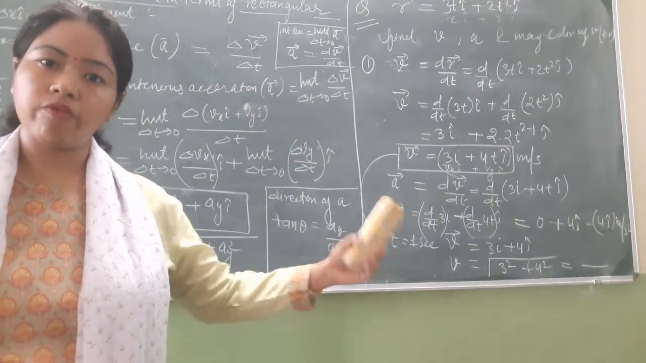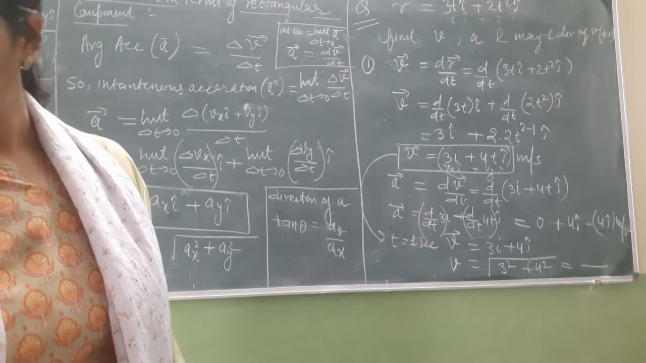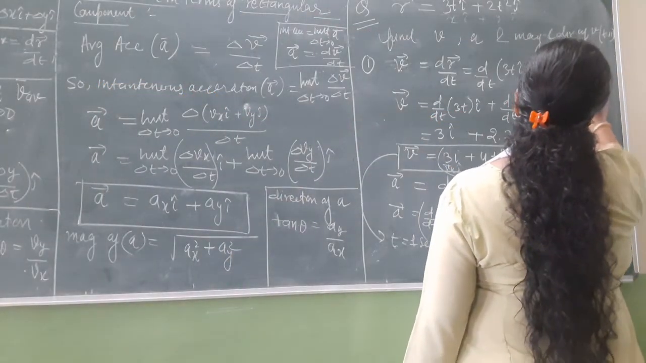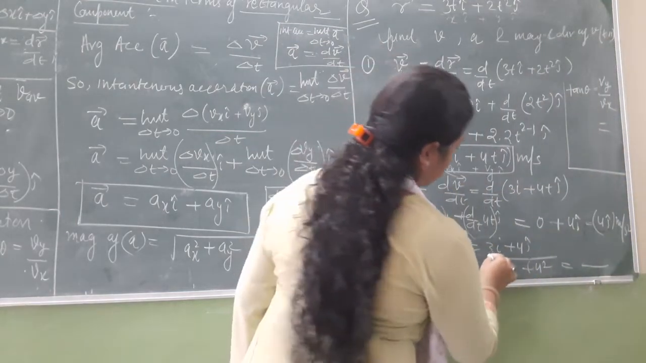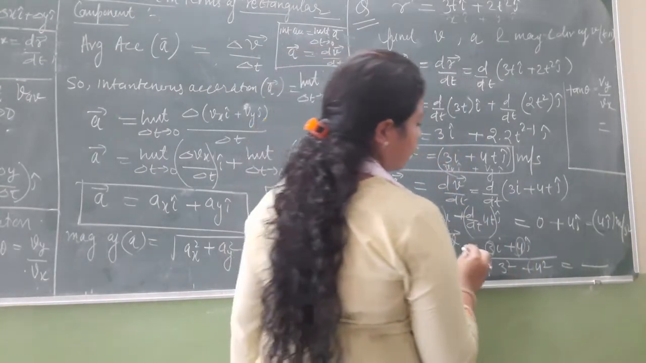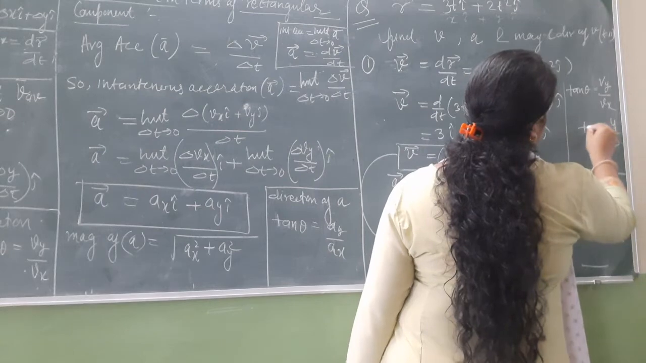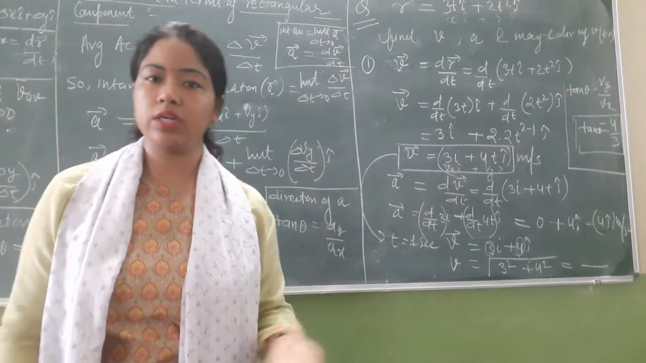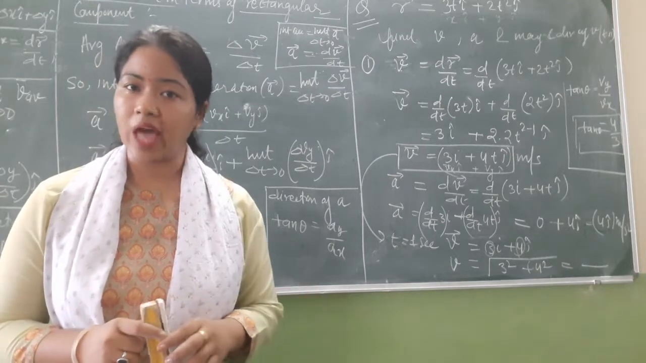For the magnitude of V, and whenever you are calculating the direction, how will you calculate the direction of V? For direction, tan theta will be equal to Vy upon Vx. And what is the value of Vy? This 3 will be representing the Vx and 4 will be representing the value of Vy. So tan theta will be equal to 4 upon 3. There may be some decimal value of the angle here, but sometimes you will get a complete value of the angle, right?